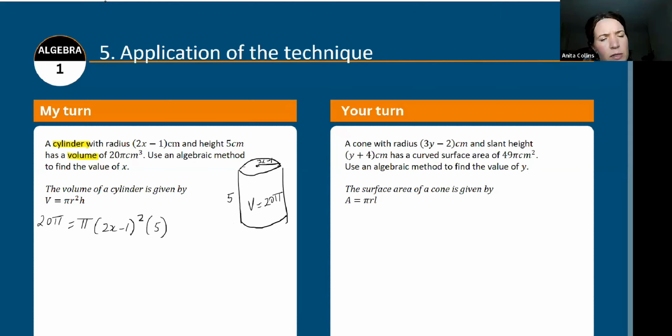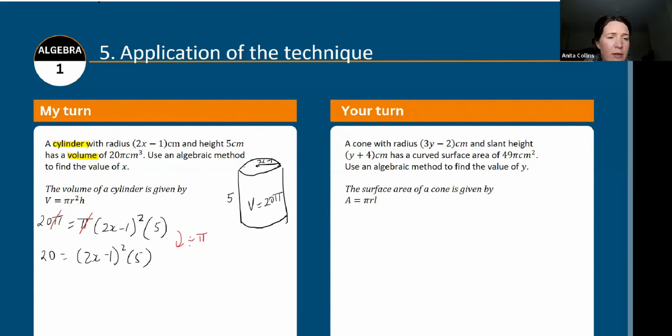So one thing I can do, you notice that on the right-hand side, you've got these three things multiplied together? So remember, if things are multiplied, you can kind of cancel easily enough. So what I can do is I can divide both sides here by pi, and that's going to remove that pi and make it a little bit easier. So all I did there was I divided both sides by pi, giving me 20 is equal to 2x minus 1 squared times 5.